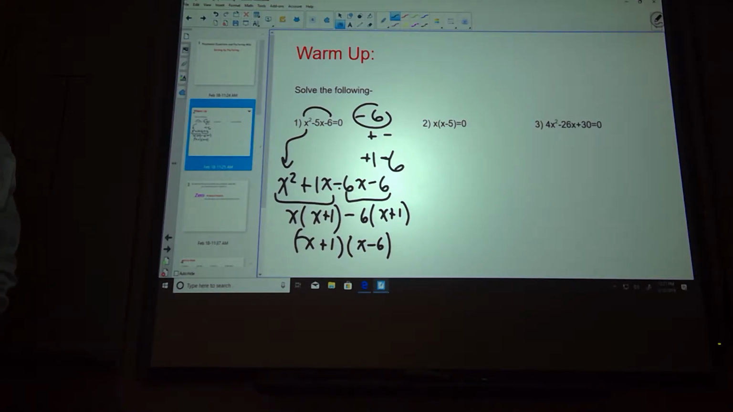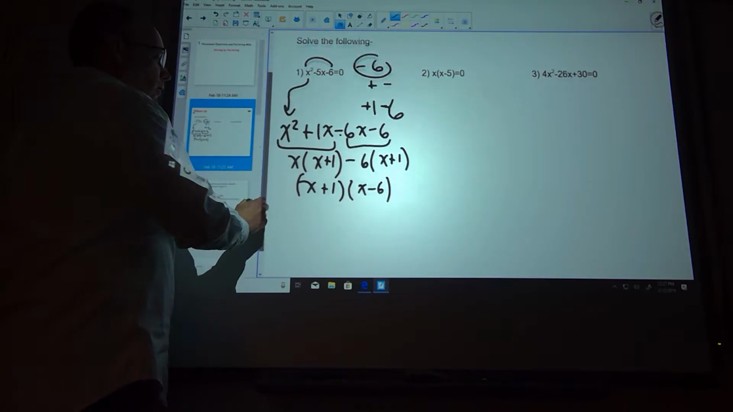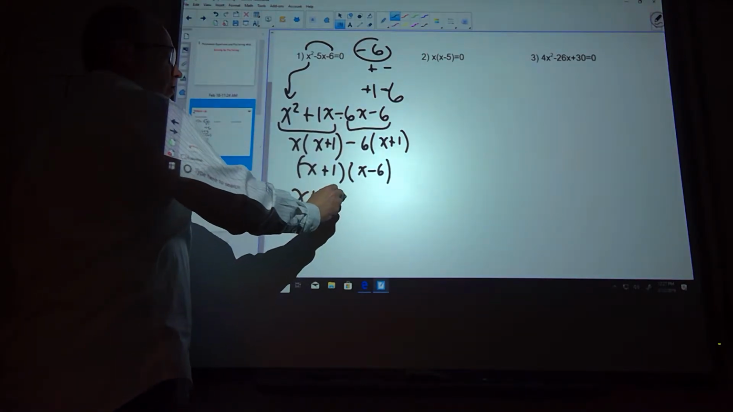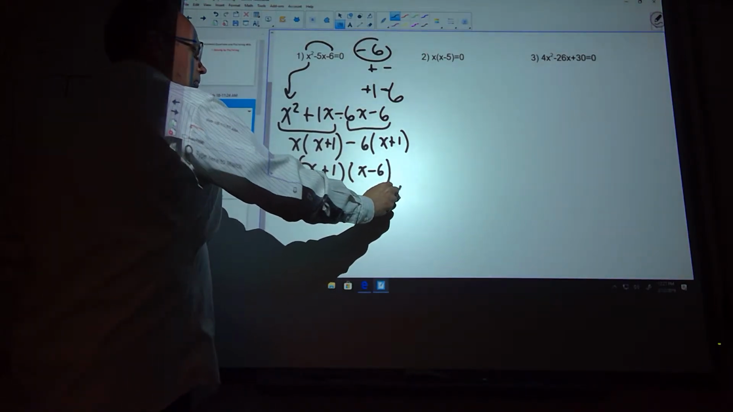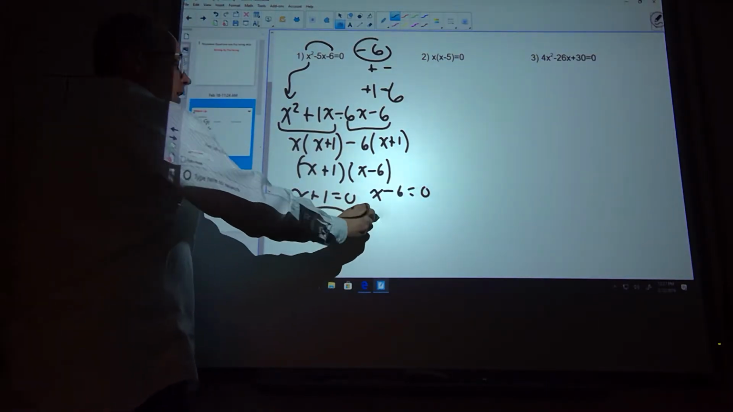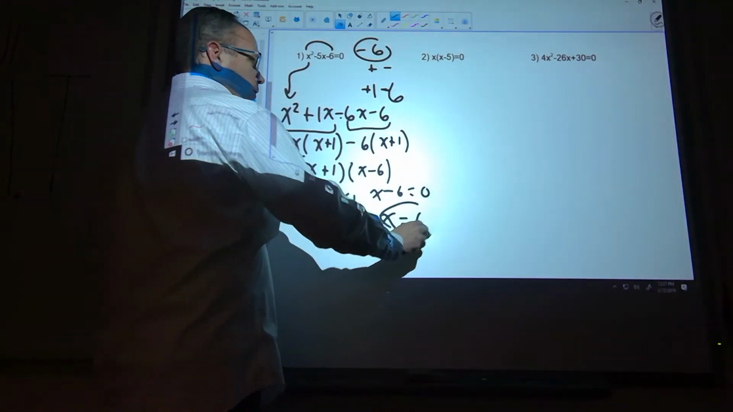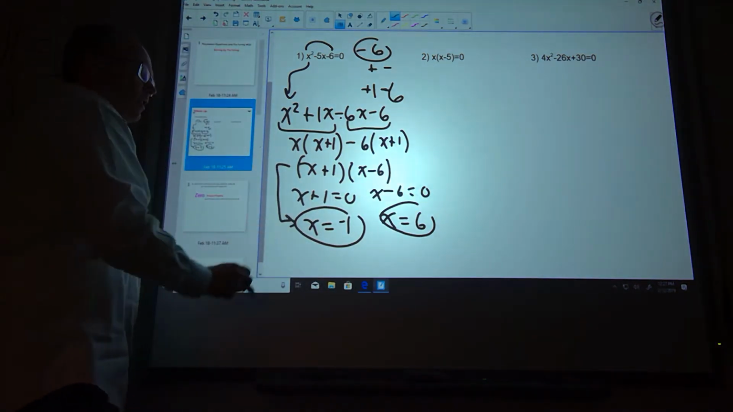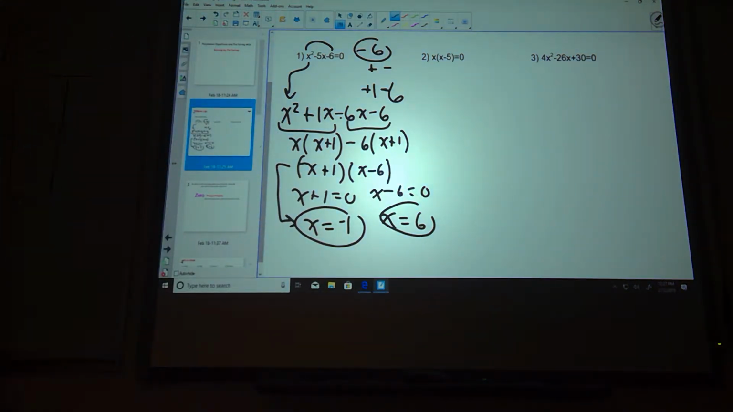But this has an equal sign, so we solve each. There you go, x plus 1 equals 0, and x minus 6 equals 0. So I get x equals negative 1, and I get x equals 6. So sometimes you can go from here to here, which I think most of you can do. Okay, so you don't necessarily have to show the x plus 1. The time you have to show that last step is like if you had 2x plus 6 or something like that, then you solve that.